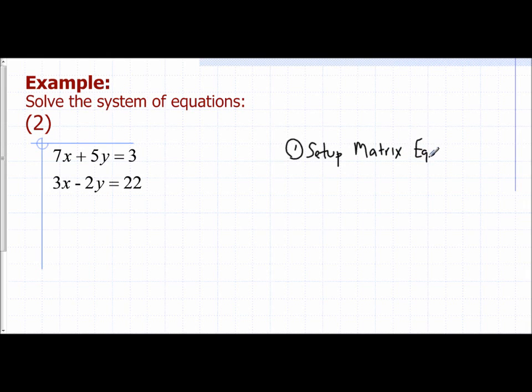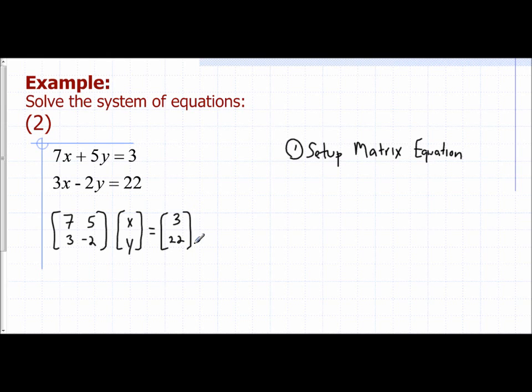Remember, the matrix equation consists of our coefficient matrix. So our coefficient matrix is 7, 3, and then 5, -2. And then we need to set up our variable matrix, which is our x and y as a column. And then set up our solution matrix of 3 and 22.